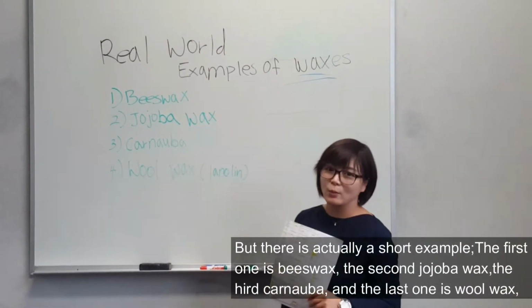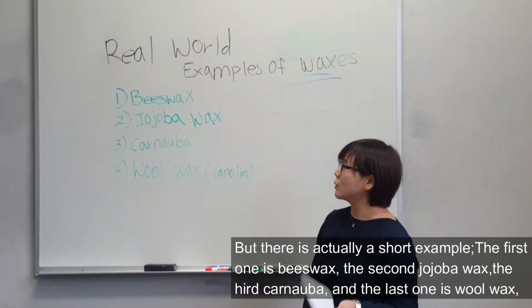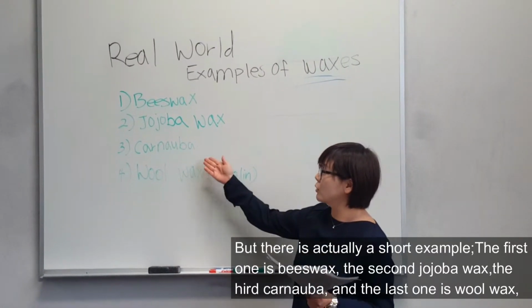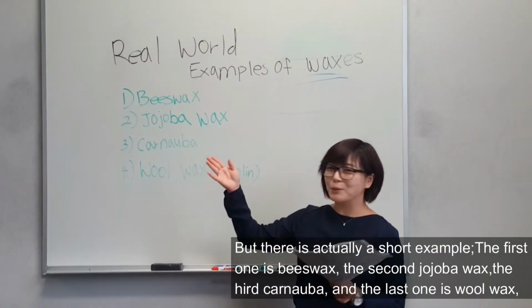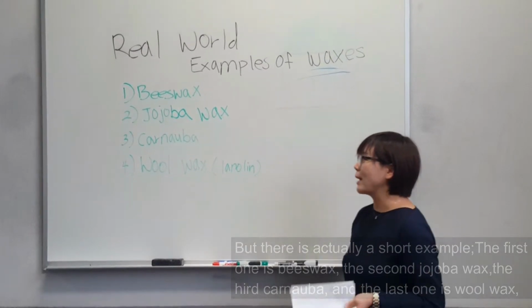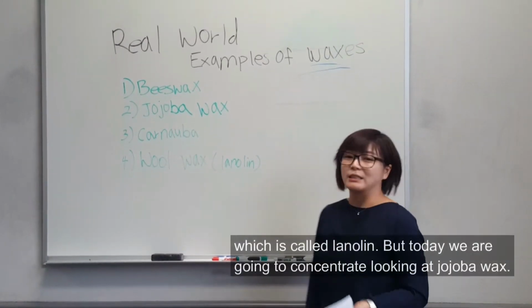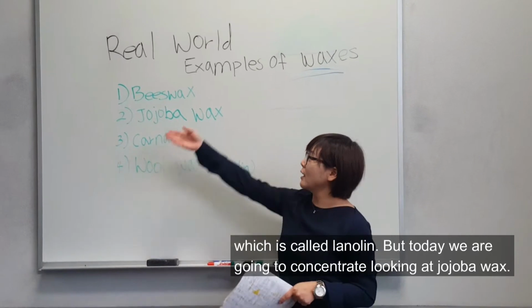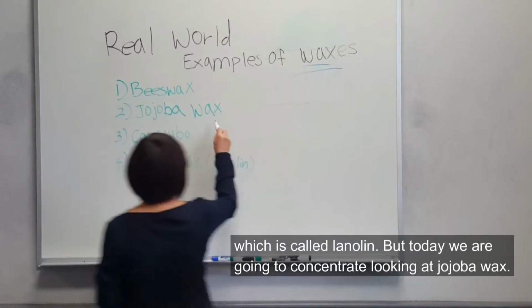The first one is beeswax, the second one is jojoba wax, the third is carnauba wax, and the last one is wool wax, which is called lanolin. But today we're going to concentrate on looking at jojoba wax.